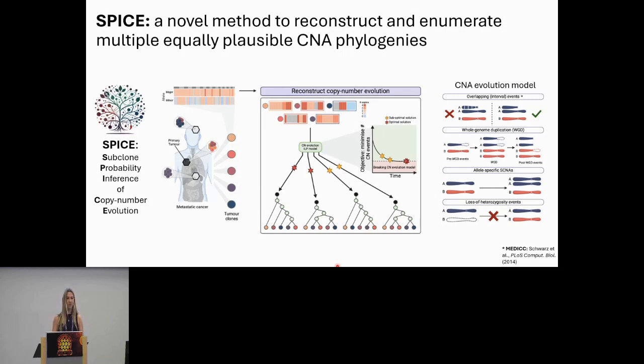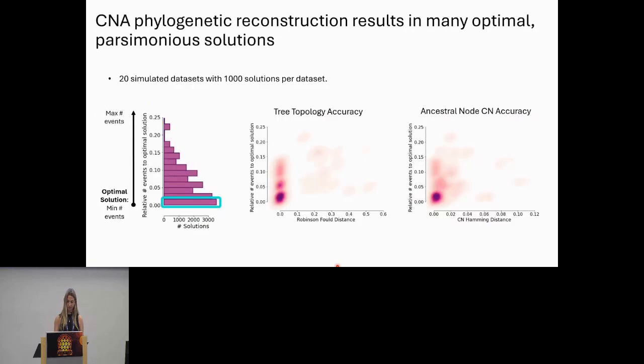We can also account for whole genome duplication, as well as pre-whole genome duplication events and post-whole genome duplication events within a single phylogenetic branch. We can also account for allele-specific copy number alterations, as well as loss of heterozygosity. This phenomenon is where once we reach 0 copies of an allele, we know that we can never regain this, and this can help us to infer parent-child relationships within our data.